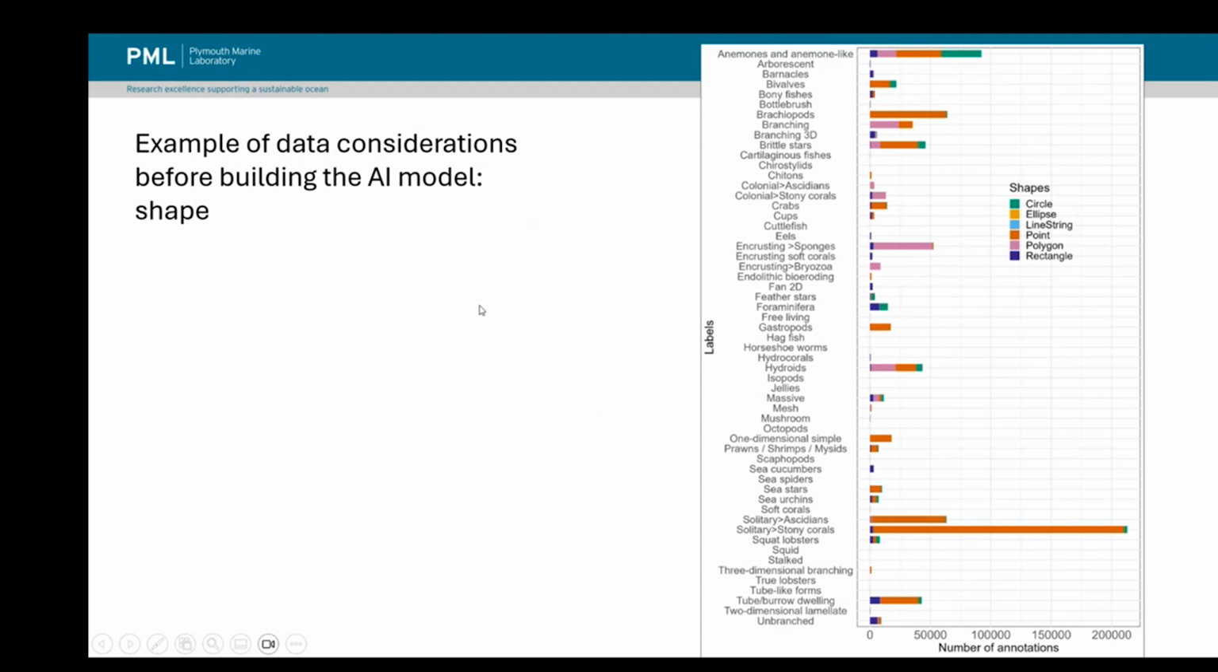Before we can do anything with AI, though, you need to have a think about some of the problems in this data set, of which there were many. I'm sure you can imagine.